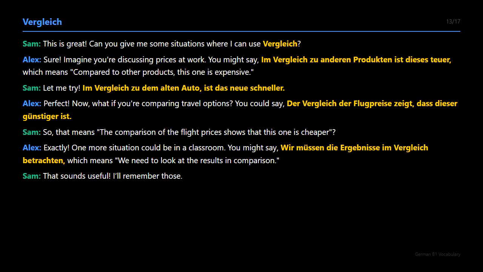Perfect. Now, what if you're comparing travel options? You could say, der Vergleich der Flugpreise zeigt, dass dieser günstiger ist. So, that means the comparison of the flight prices shows that this one is cheaper. Exactly. One more situation could be in a classroom. You might say, wir müssen die Ergebnisse im Vergleich betrachten, which means we need to look at the results in comparison. That sounds useful. I'll remember those.